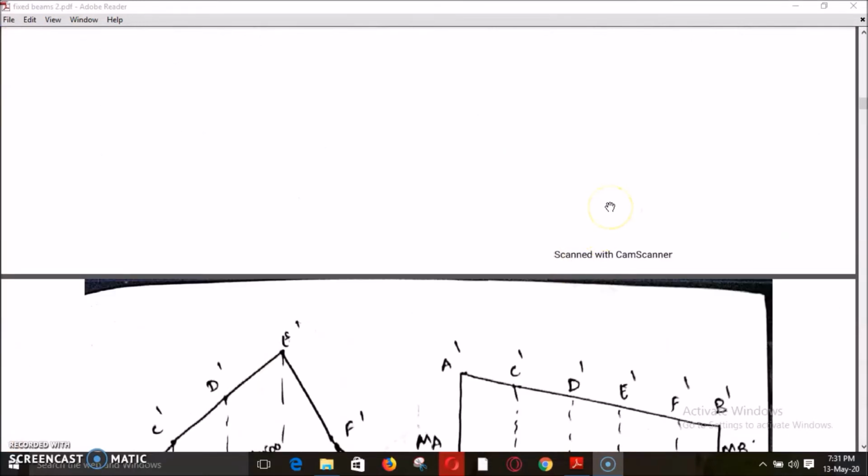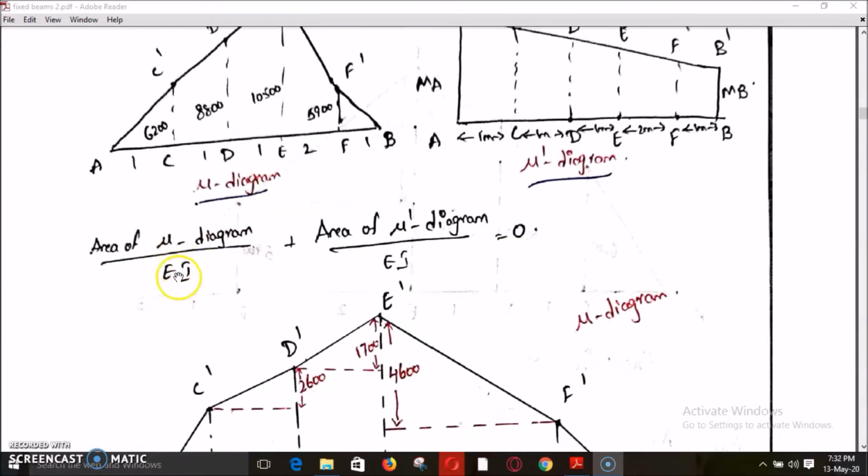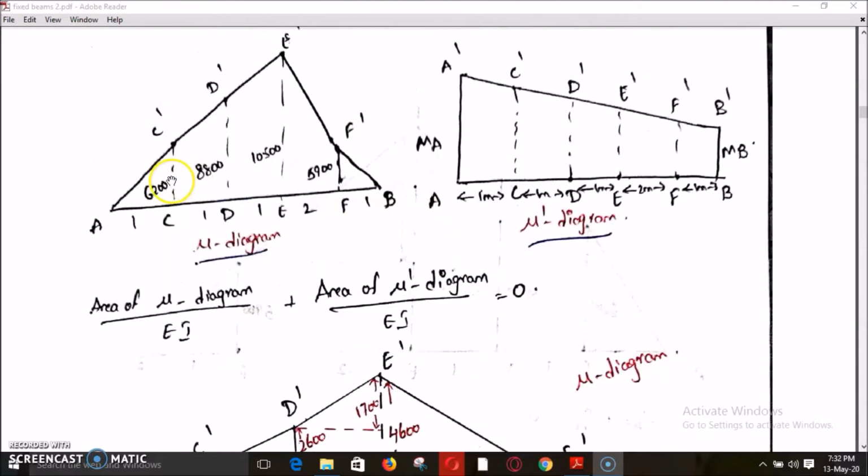Now applying compatibility conditions. The first compatibility condition is area of Mu diagram by EI plus area of Mu dash diagram by EI is equal to 0. So this is my Mu diagram, this is my Mu dash diagram.